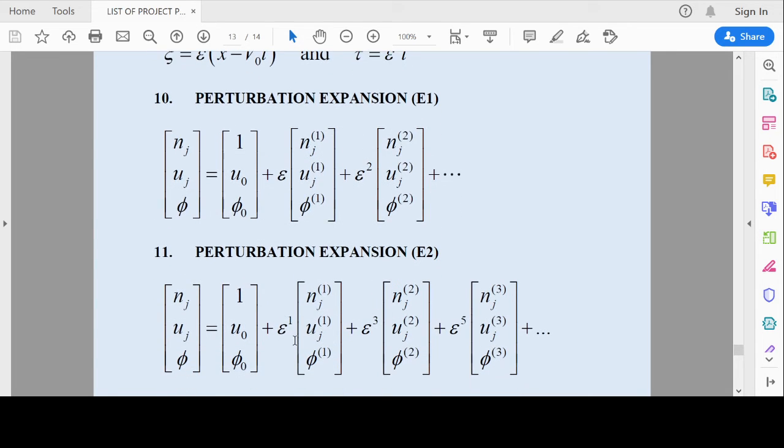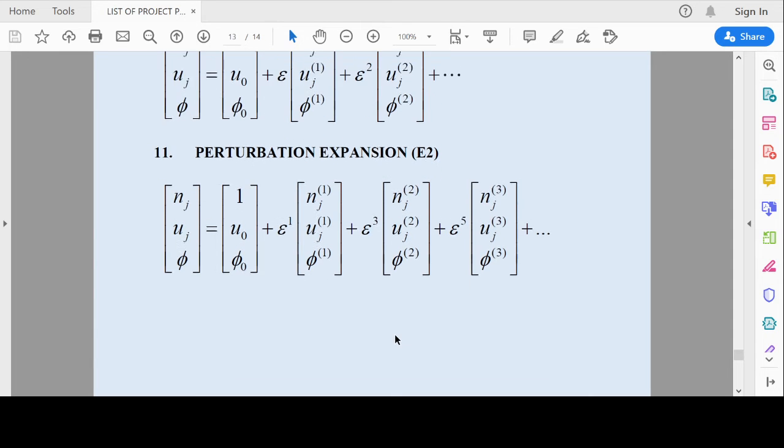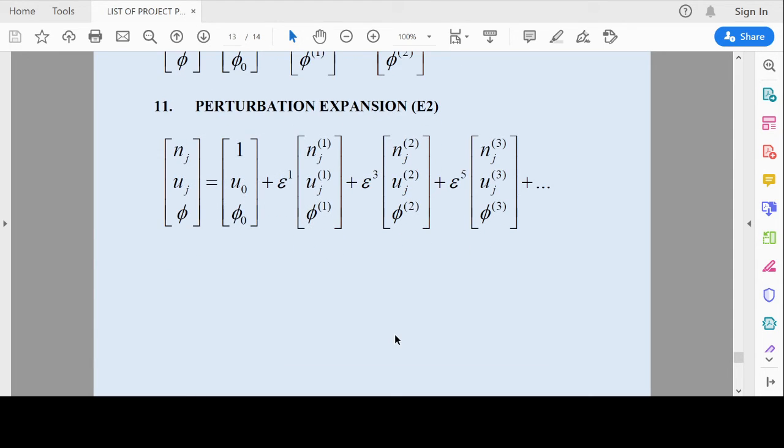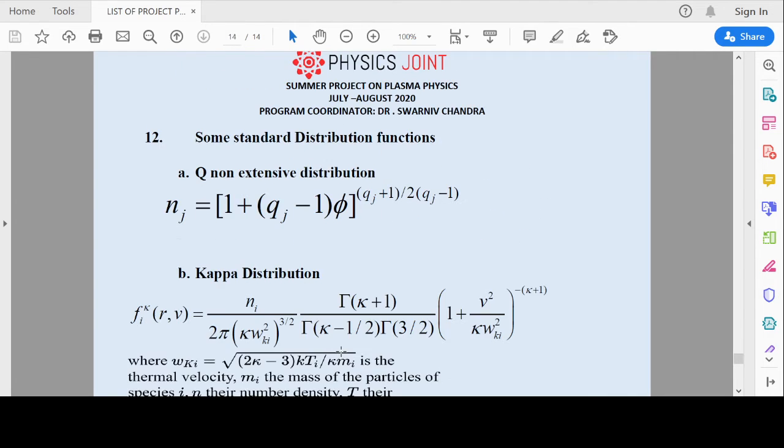And it is another perturbation expansion where you will have the odd powers only. You see, epsilon 1, epsilon q, epsilon 5. Here it was all odd and even powers, but it is only odd. And we have not taken only even because that would again amount to this thing only.